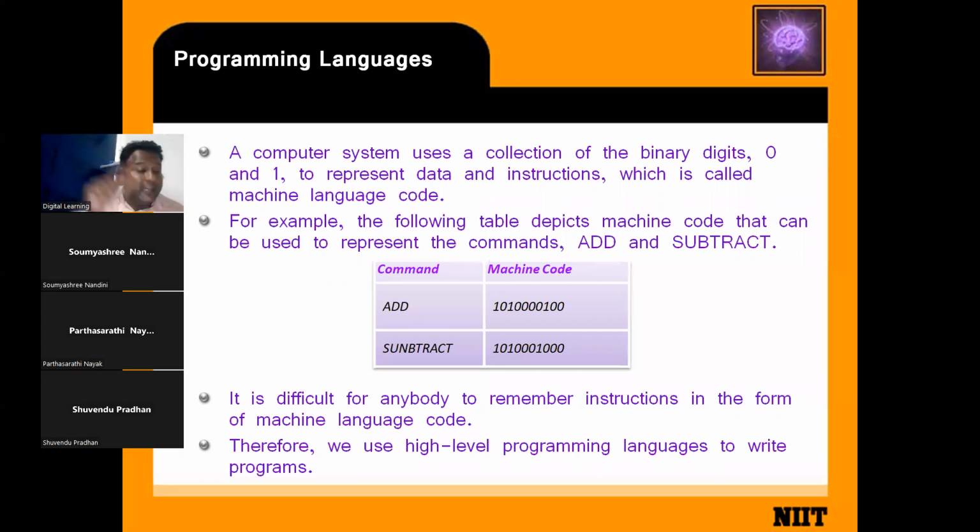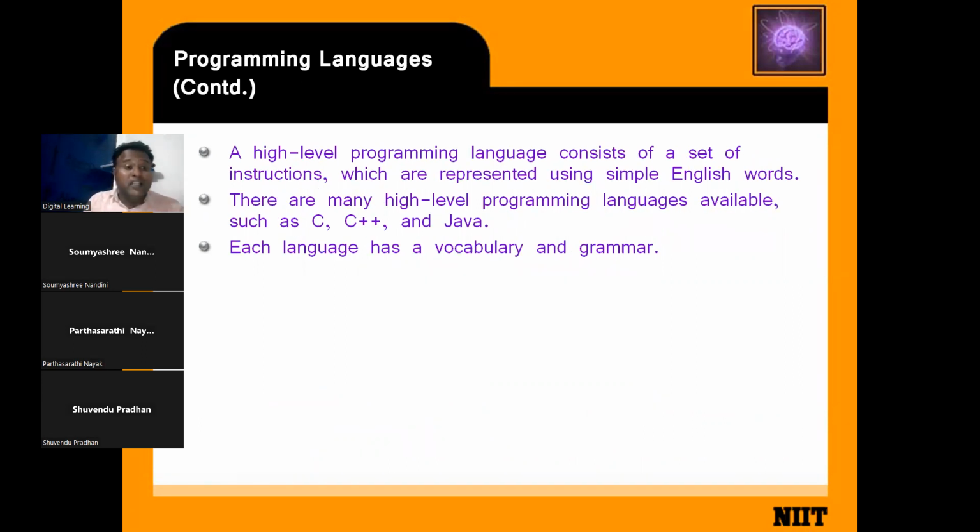We have to use a high level programming language. A high level programming language is a way of giving instructions to the computer, which is easily translated to the 0 and 1 form. So what are the high level programming languages that are available in the market today? Like you can take the example of C, C++, Java.